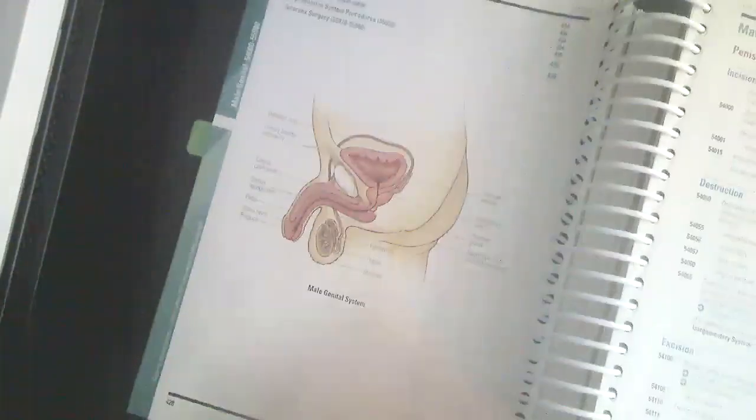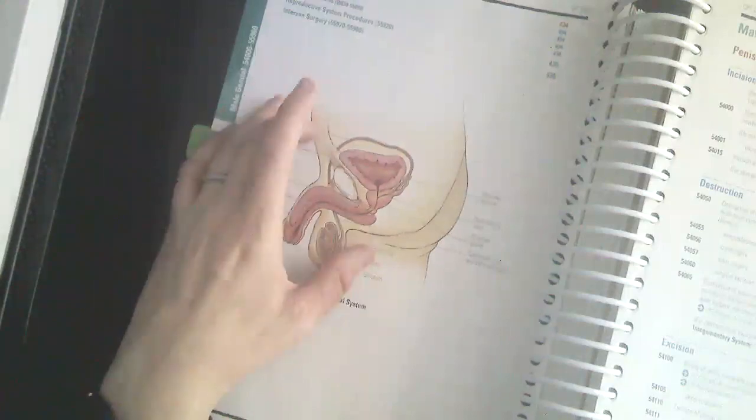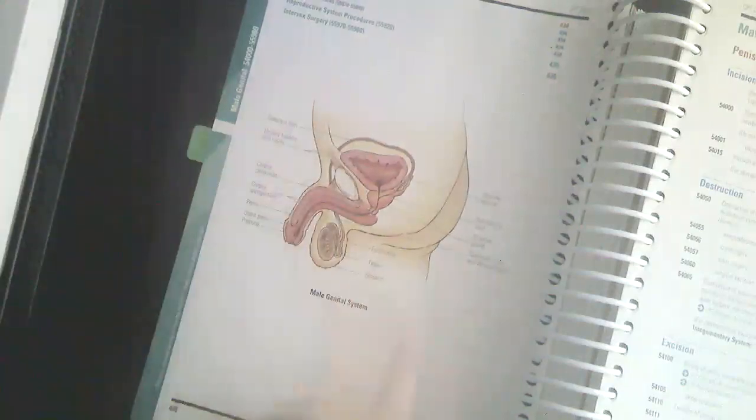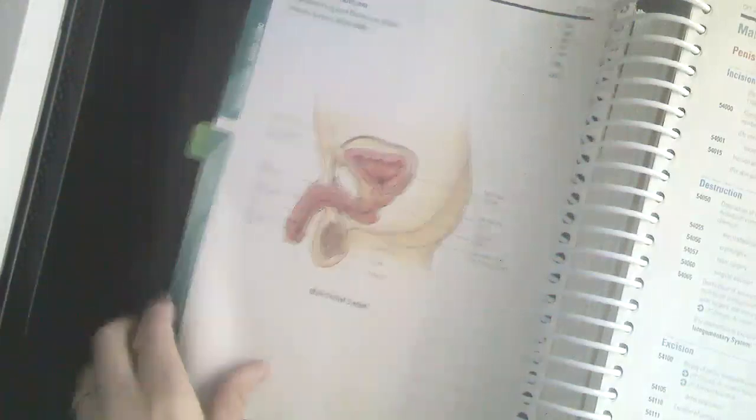If you want an illustration of the male genital system, there's one on 428, and that can kind of help make sure you understand where different parts of the male genital system are. But once you go through this, it's going to be extremely simple, logical, and a very familiar pattern: incision, destruction, excision, introduction. Those same things we've seen a lot.